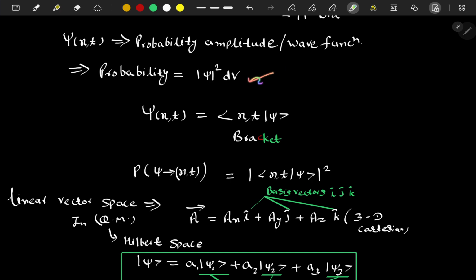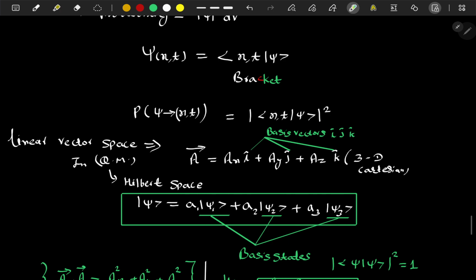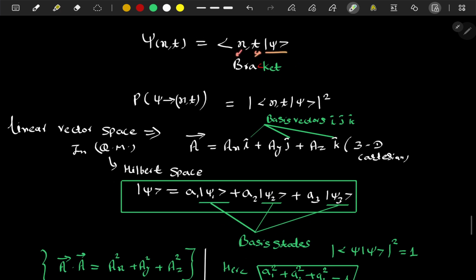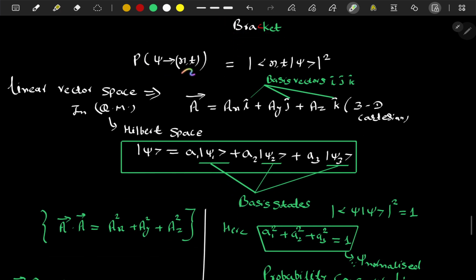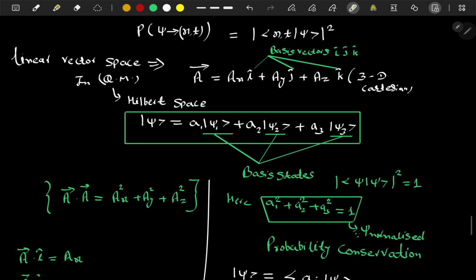And how do we calculate probability? Basically we take the square of the probability amplitude, or wave function. Now the wave function can be written in this form: at x displacement and t time, psi can be defined, and the words bra and ket come from here, bracket. This is the bracket, bra and ket. So the probability of finding the wave function at a certain point at a certain time will be the square of psi x,t.